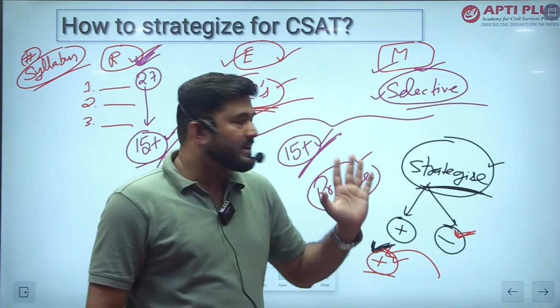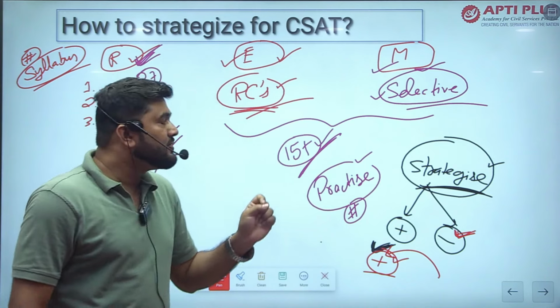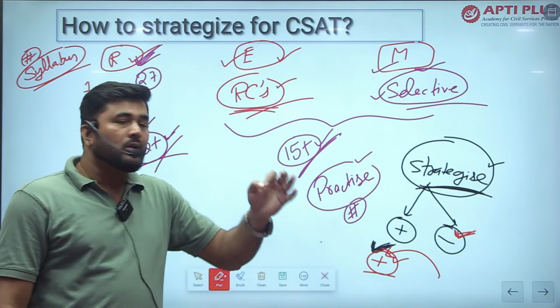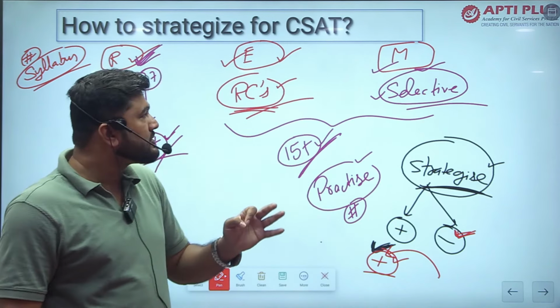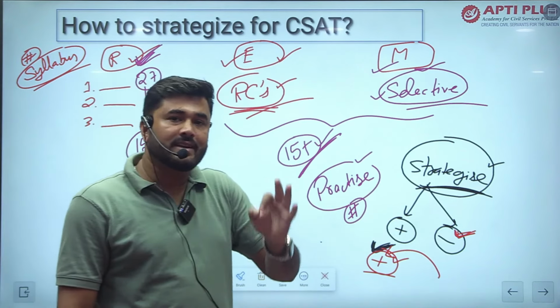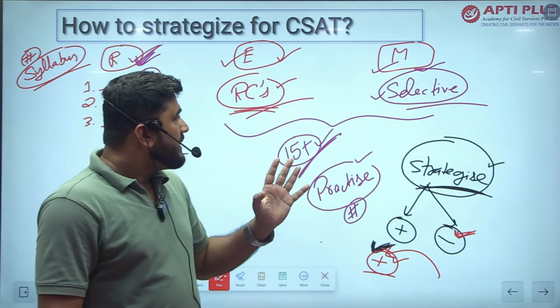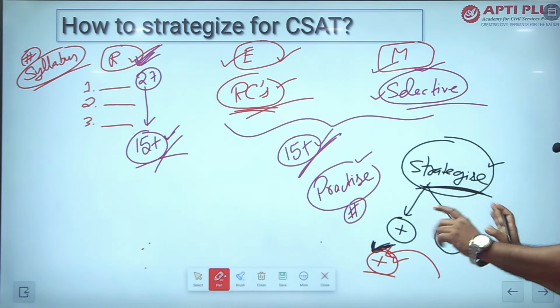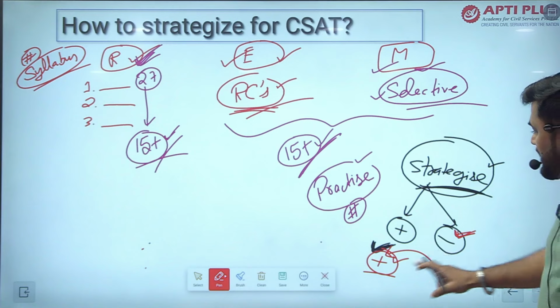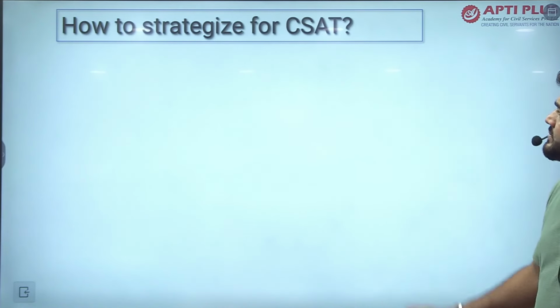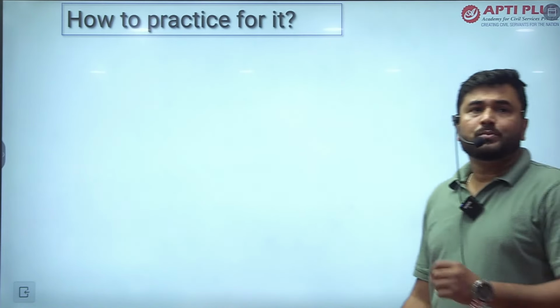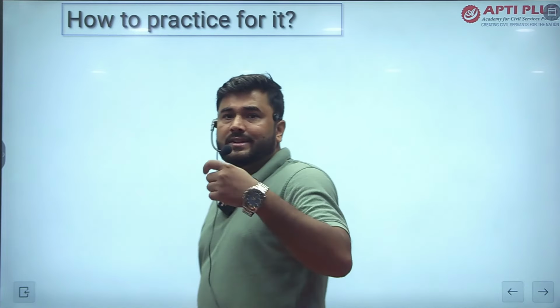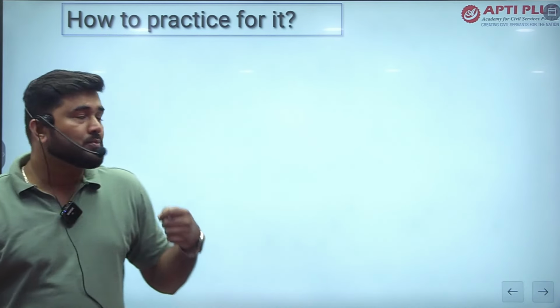There is no issue with that, because I have already said that you just have to score the minimum qualifying marks, that is, you just have to select 30 questions correctly out of 80. This is the proper strategy for planning all 3 papers. Now, if we go further to the next section, how to practice for it. Now, I will discuss in detail how to practice for it.